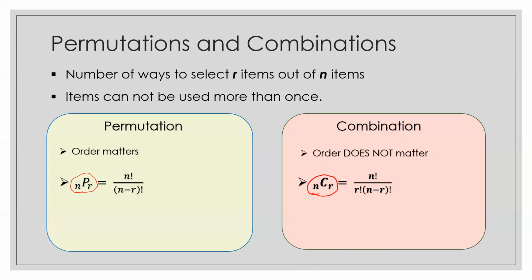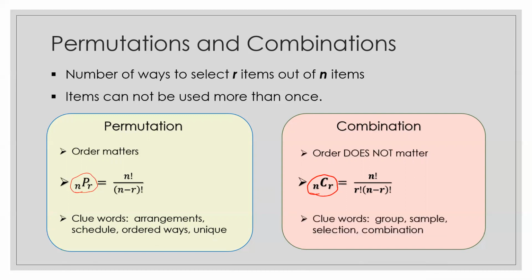Okay, now keywords for you to distinguish between permutation and combination. For permutations, you would see words like arrangements, scheduled, order, ways, unique, words that tell you that the order of the arrangements of these items matters. Okay, and keywords for combinations would be choosing a group, a sample, a selection, and sometimes even a combination of n items. And that would tell you that the order does not matter.